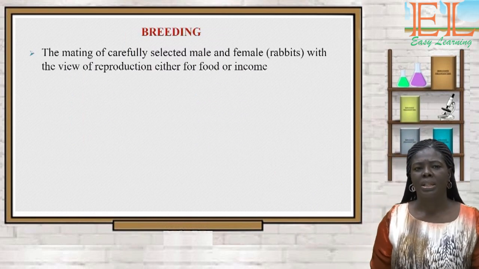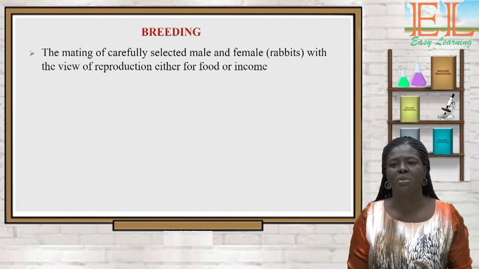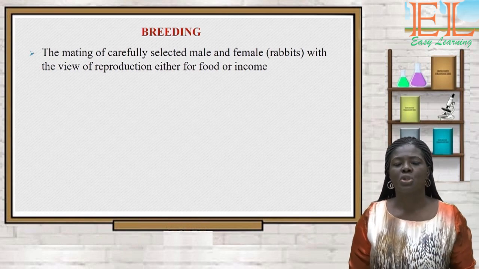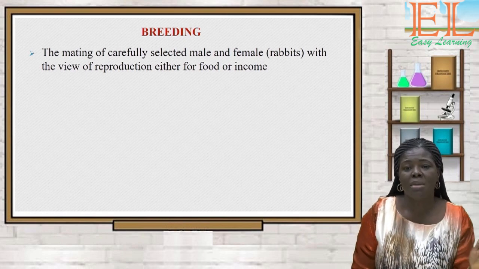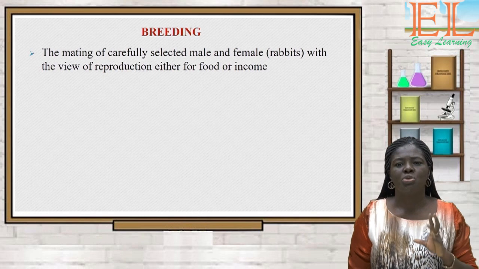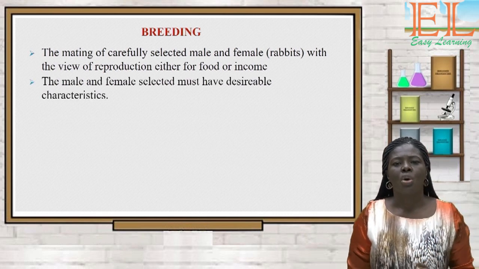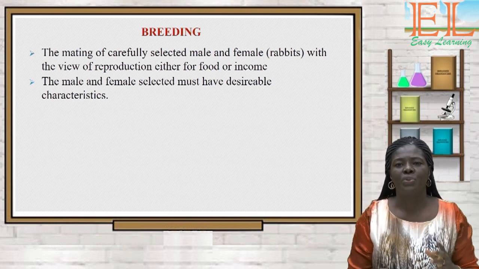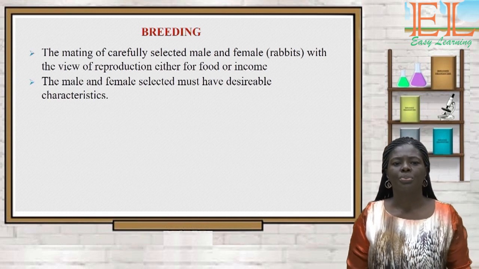Now we are coming to look at breeding. What is breeding? The mating of carefully selected male and female rabbits with the view of reproduction, either for food or income. So it is not taking any male at all or any female at all, but you carefully select a male and a female with desirable characteristics or with good features so that you can achieve what you want.